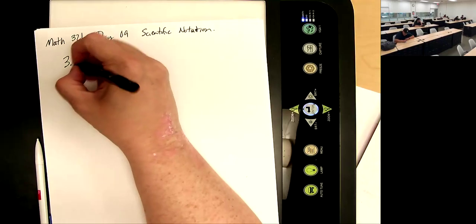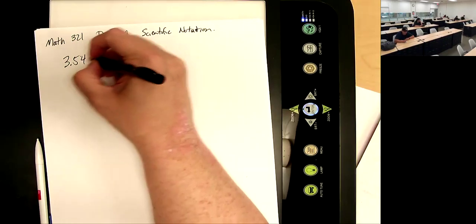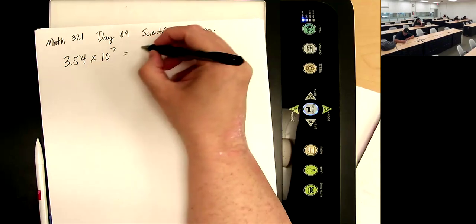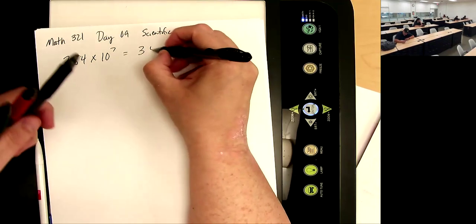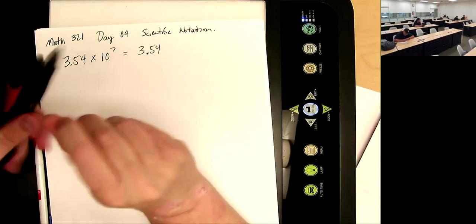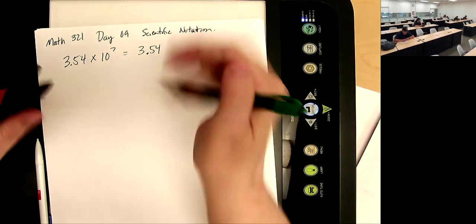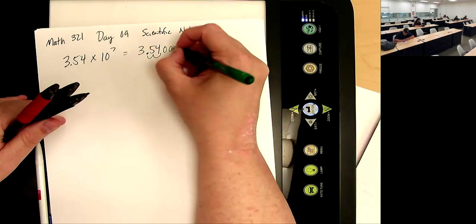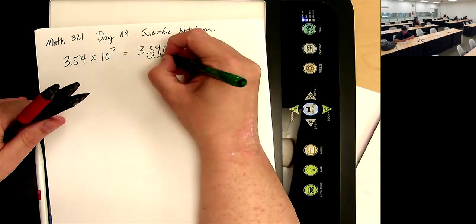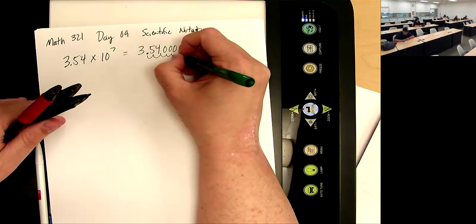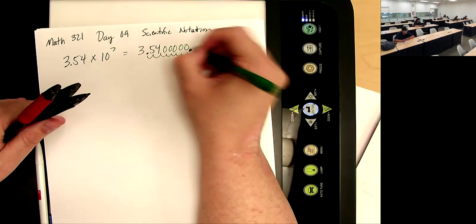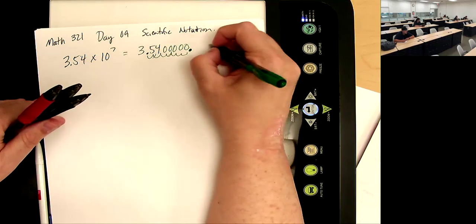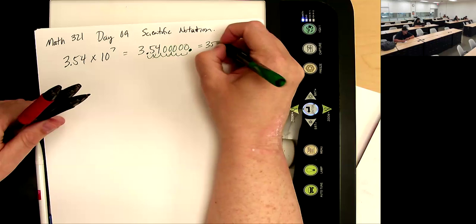As a reminder, we had said if it's got a positive exponent, it means move the decimal right that many times. So one, two, and I'm gonna need five more zeros to get to seven. Two, three, four, five, six, seven. And then I'll backfill commas in. This is 35,400,000.